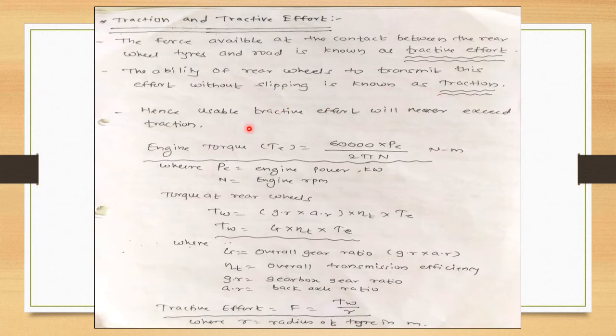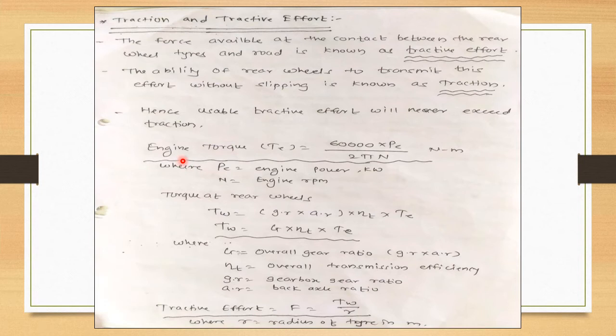Getting? So traction provides the contacting force between the drive wheels and the road surface. Hence the usable tractive effort will never exceed the traction. The tractive effort force will not exceed the traction. If it exceeds the traction, then definitely the vehicle will slip on the road surface.